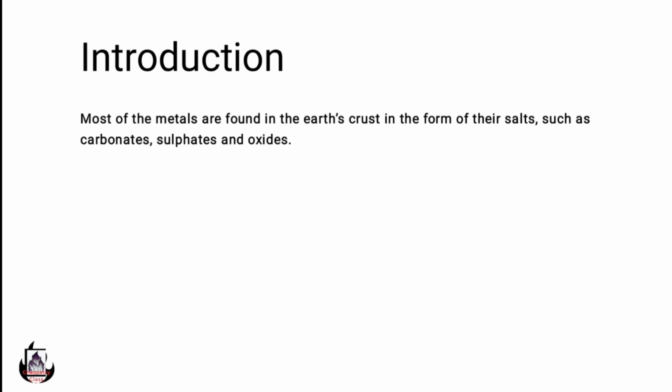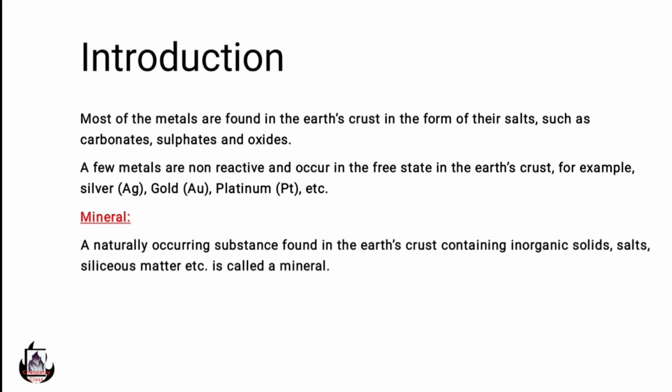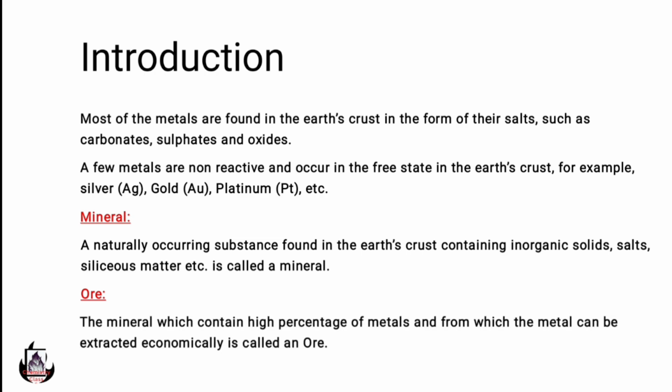Most metals are found in the earth crust in the form of their salts such as carbonates, sulfates, and oxides. A few metals are non-reactive and occur in the free state in the earth crust, such as silver, gold, platinum, etc. What are minerals? A mineral is a naturally occurring substance in the earth crust that contains inorganic solids, salts, siliceous matters, etc. What is an ore? An ore is a mineral that contains a high percentage of metal and from which metal can be extracted economically.